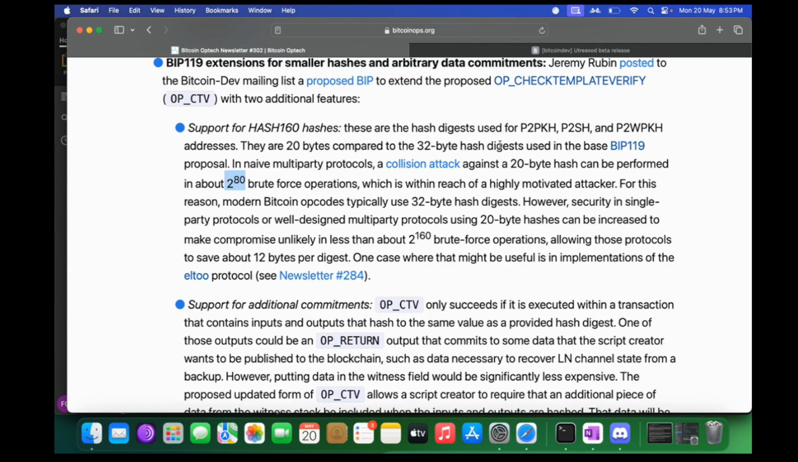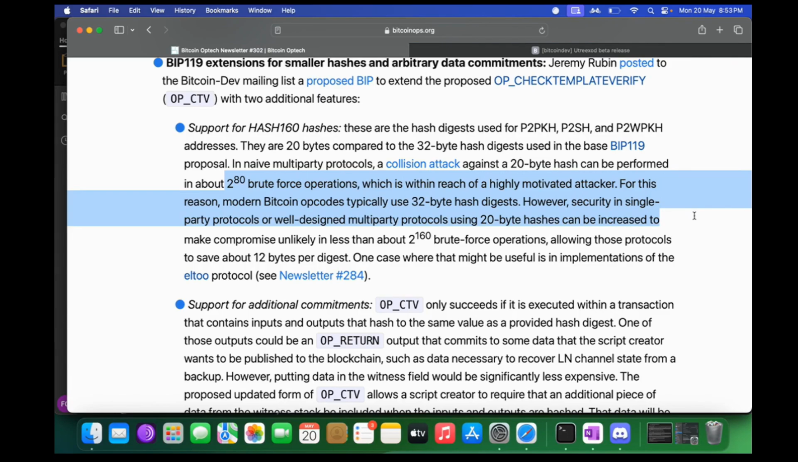With a 32 byte output, that's higher. So now you're compromising on your security, which is within the reach of a highly motivated attacker. With these many brute forces, it is within the reach of a highly motivated attacker. For this reason, modern Bitcoin opcodes typically use 32 byte hash digests. Even in the TypeScript we use 32 byte hash digests.